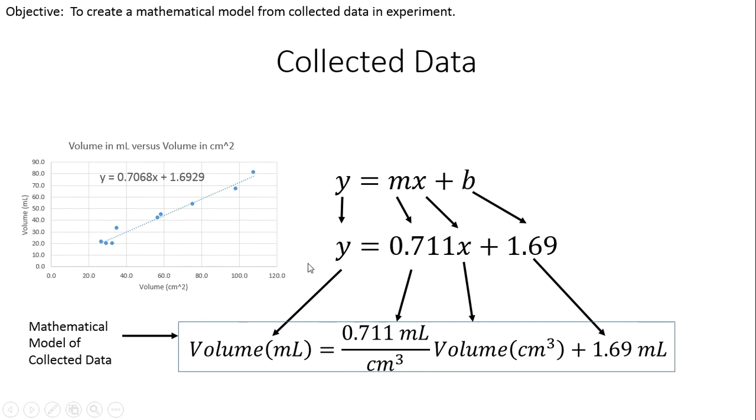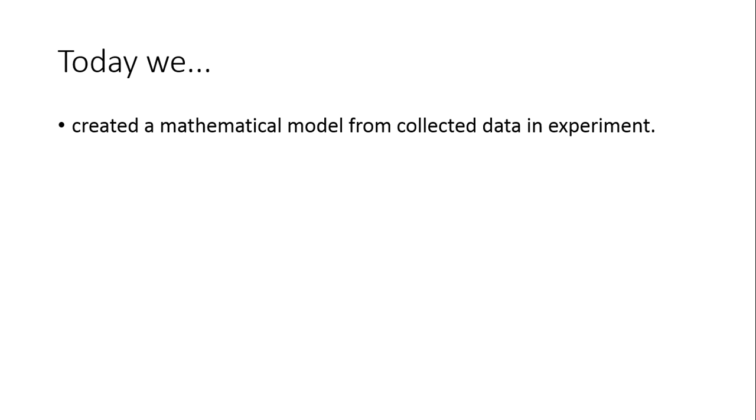For the x variable, I measured the volume in cubic centimeters. So here's my volume, which is my variable. Cubic centimeters are going to be my units. And then finally, my plus b intercept. It's where this line hits the y-axis at 1.69, and the units for my y are going to be in milliliters, which is why I have milliliters here on the end for my b intercept. Okay, so today in this video, we created a mathematical model from collected data in an actual experiment.